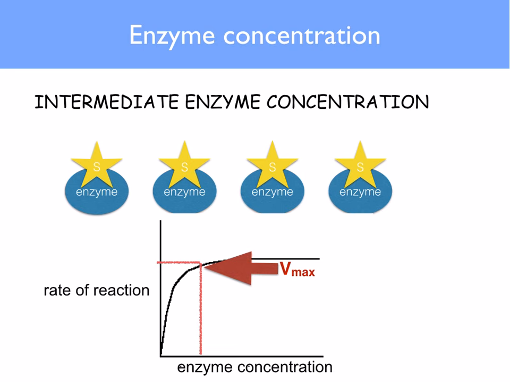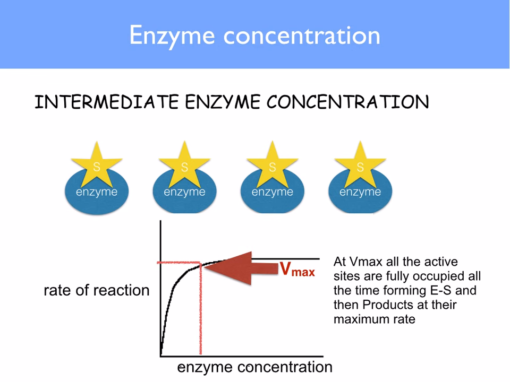If you've got intermediate enzyme concentration, this means that you've got twice as many enzyme molecules available. All the substrate molecules can occupy an active site at the same time. The rate of reaction is doubled to its maximum because all the active sites are filled. So we say that Vmax has been reached, and Vmax is when all the active sites are fully occupied at the same time, and you've got enzyme substrate complexes being formed.